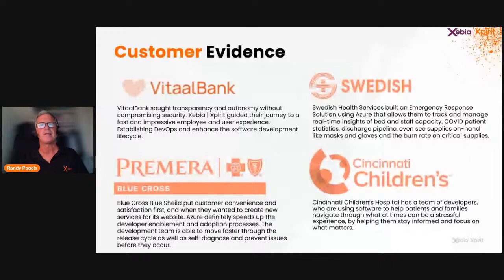The Swedish Health Services used Azure for an emergency response solution, tracking real-time insights on capacity, COVID data, and supplies. Blue Cross Blue Shield's website prioritized customers' satisfaction by creating new services. At Cincinnati Children's Hospital, the developers use software to guide patients and families. They reduce stress. They maintain focus on only the important matters.